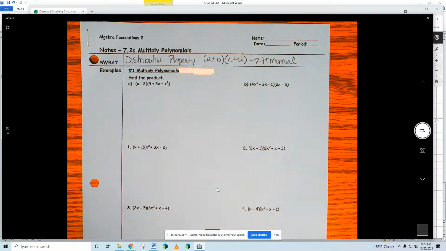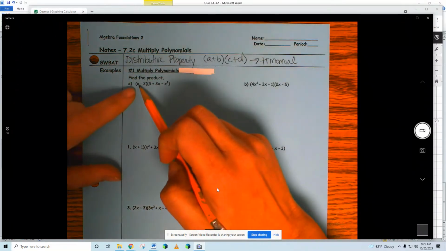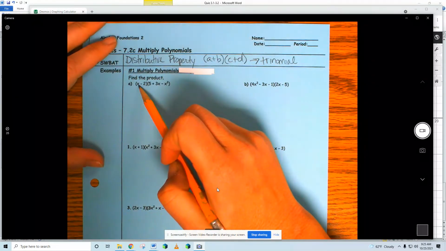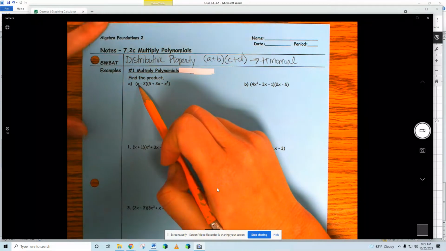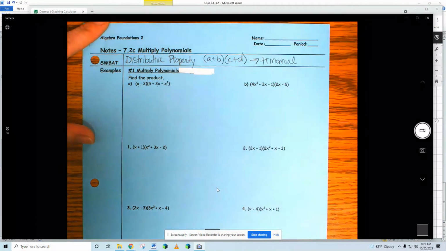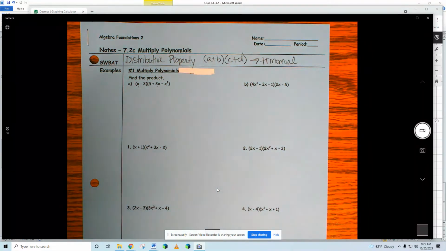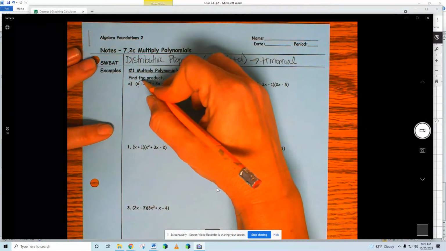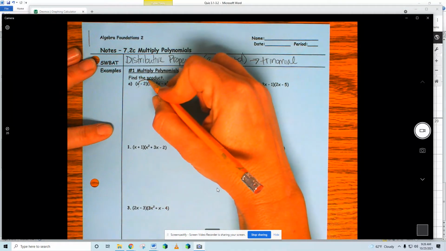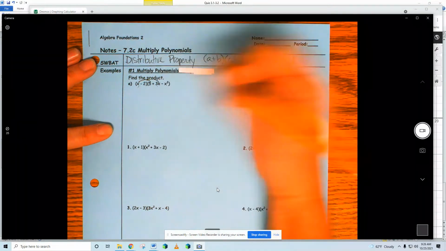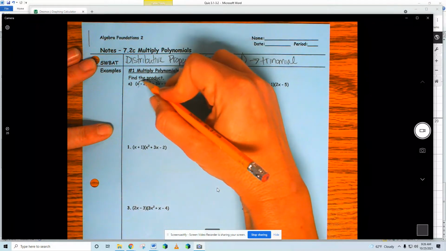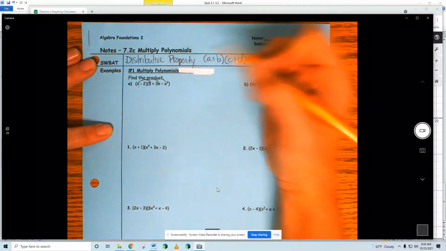Here we go. I'm going to focus on the first term, and I see that there's just an x. This x needs to be multiplied by all three in the other parentheses. I'm not going to multiply the x times 2. The x is going to get multiplied by the 5. I'll draw a line to it. The x will get multiplied by the 3x. I'm going to draw a line to it. And the x is going to get multiplied by the negative x squared. I'll draw a line to it.